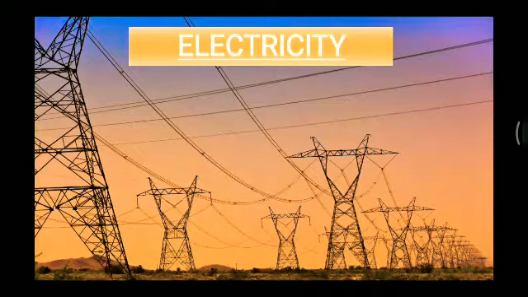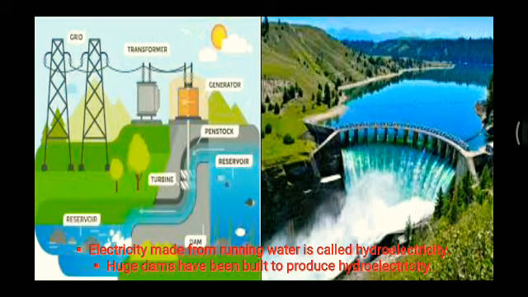Next we have electricity. Electricity is another form of energy. Most of the electricity is made from coal and mineral oil. Electricity is also made from running water, as you can see in the picture, and this electricity is called hydroelectricity. Huge dams have been built to produce hydroelectricity all over the world.